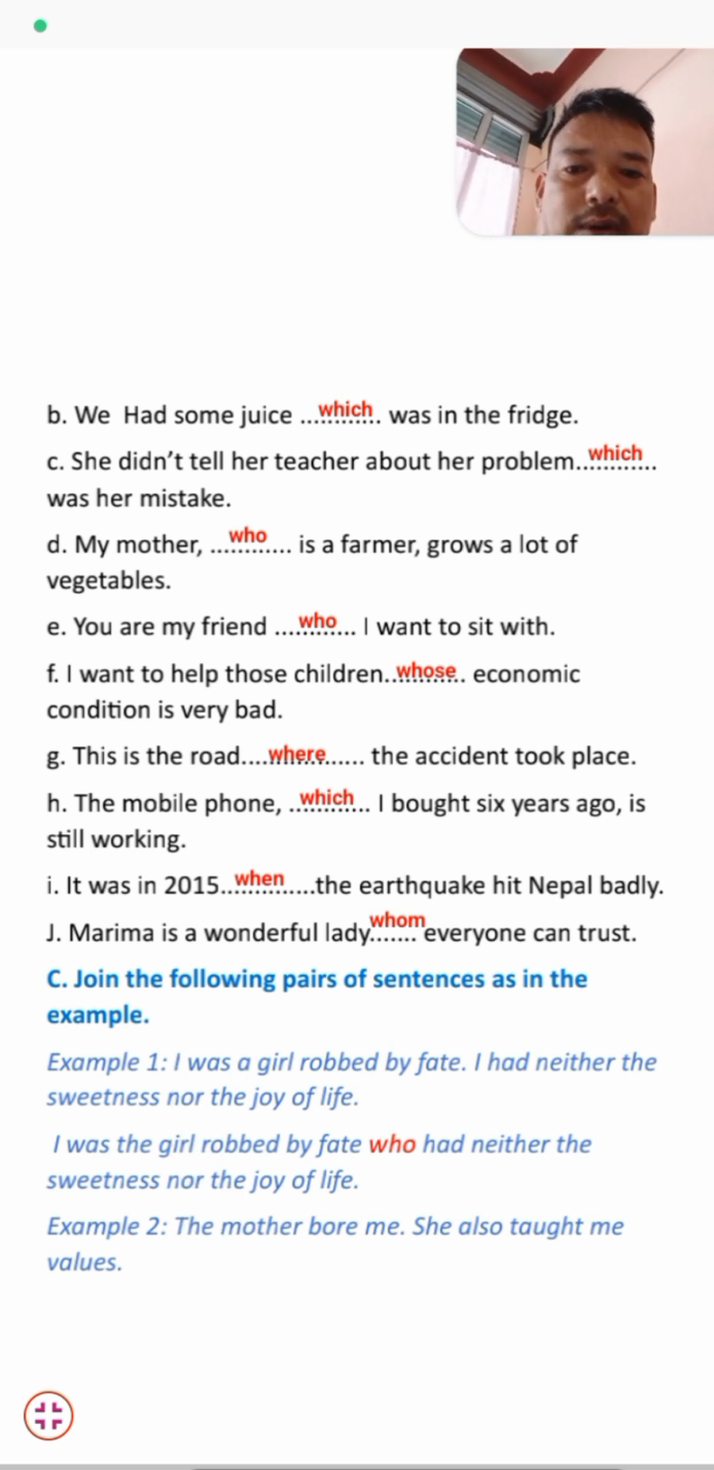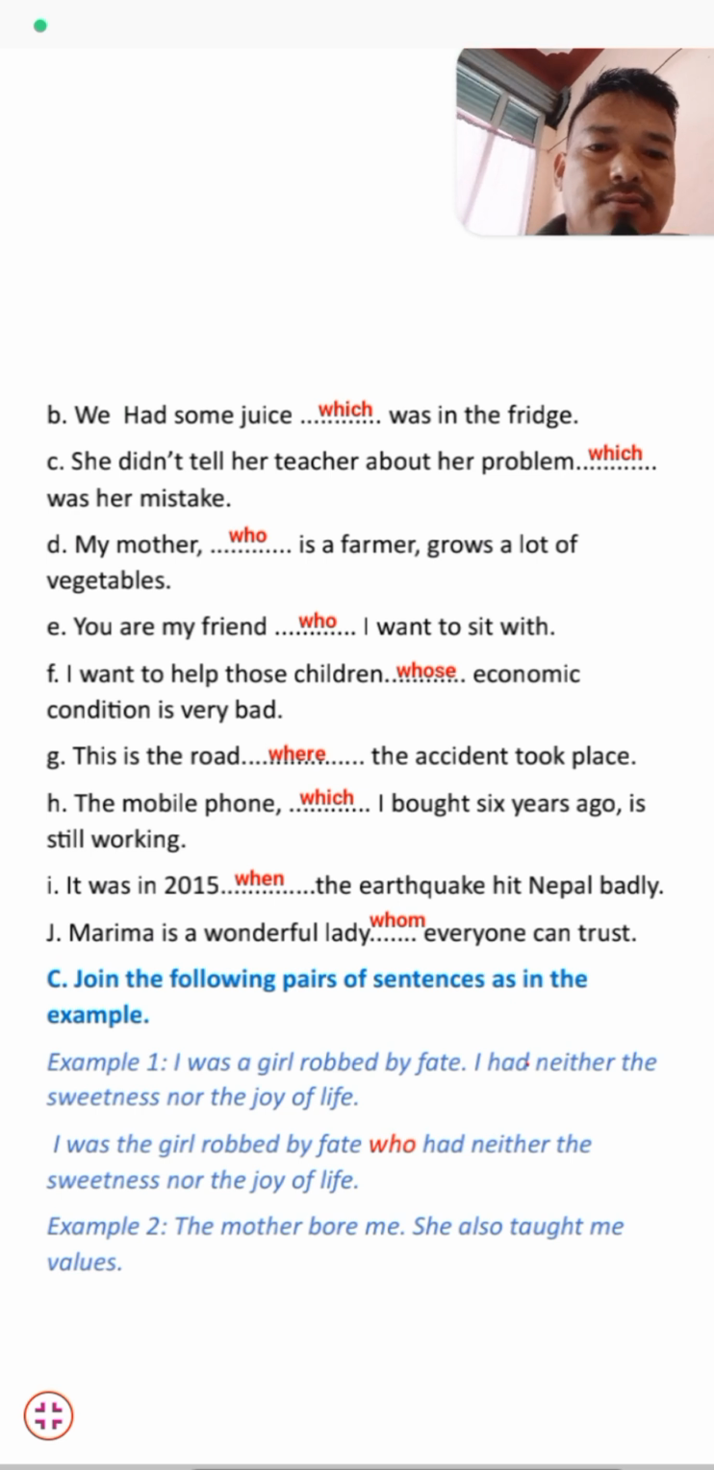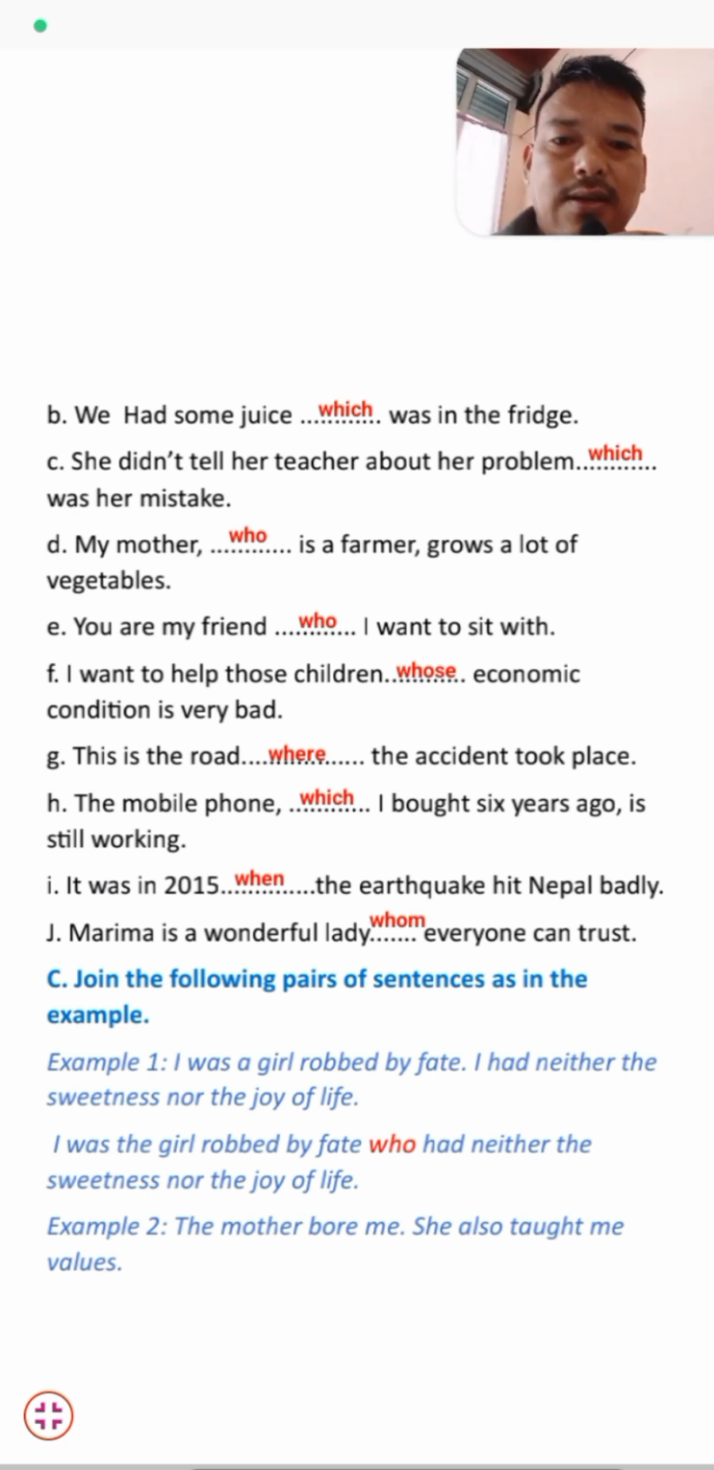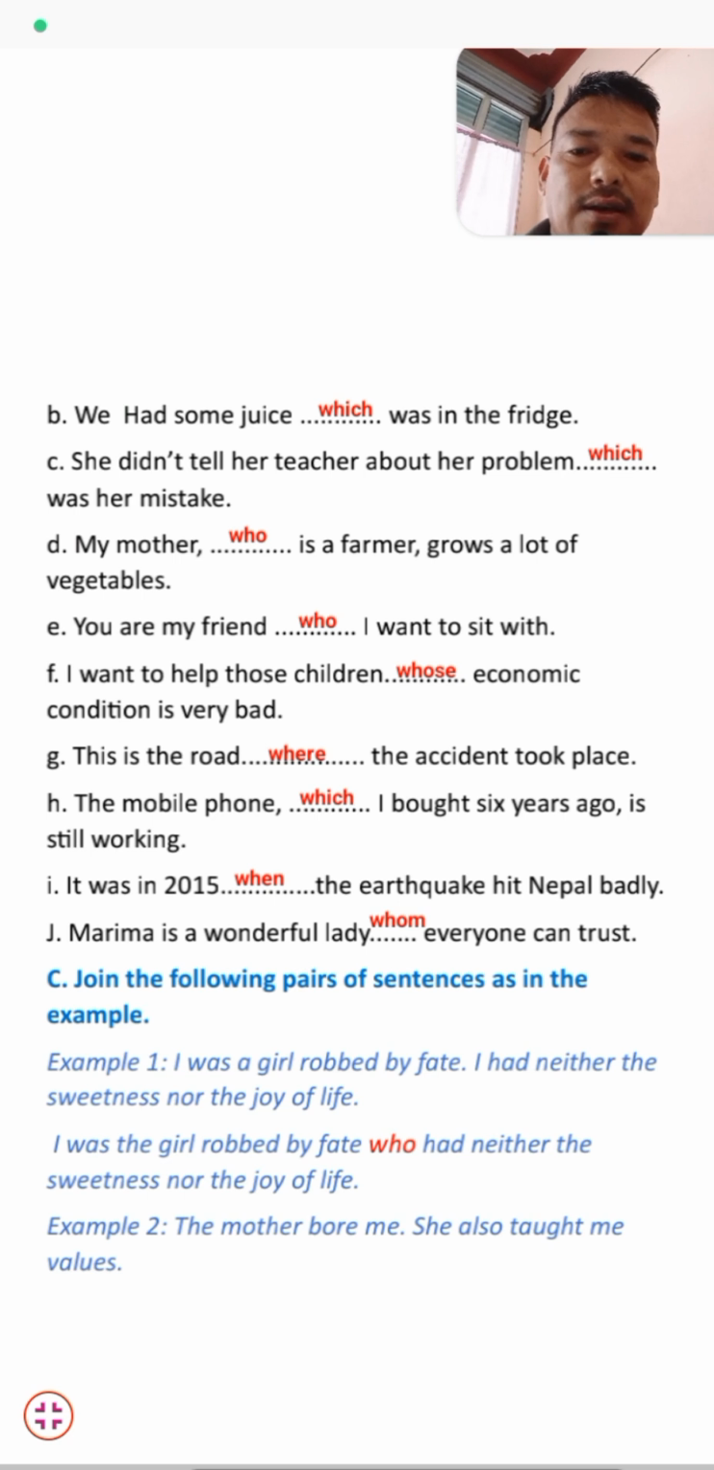For example number one, I was a girl robbed by fate. I had neither the sweetness nor the joy of life. Here, students, you can see two sentences. One is I was a girl robbed by fate. Then full stop. Then the second one is I had neither the sweetness nor the joy of life. So how can you write it in a different way? Another way: I was the girl robbed by fate who had neither the sweetness nor the joy. And you can join these two sentences by using who.